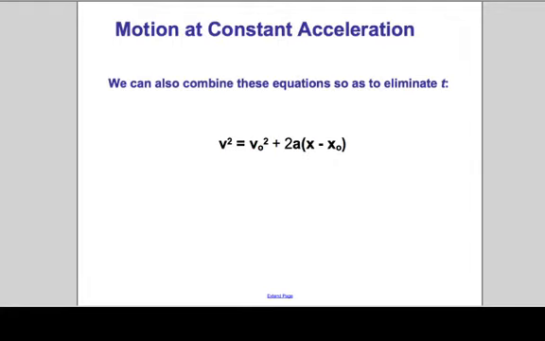out dimensionally. So if we have v squared on this side, we have meters per second quantity squared, or meters squared per second squared. They would be equivalent. So this should work out both ways. This should also be equal to meters squared per second squared.